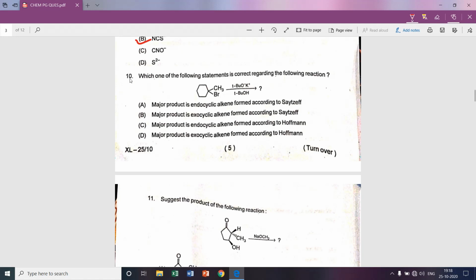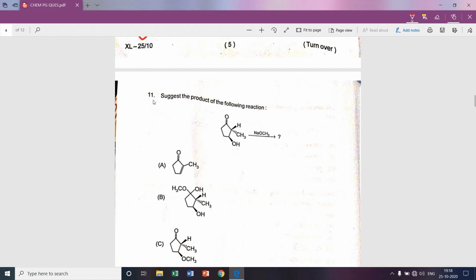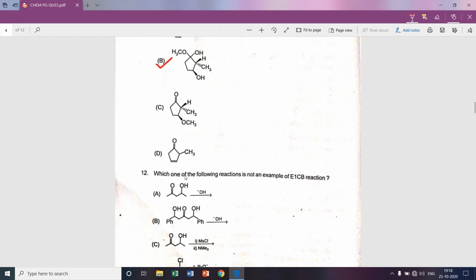Then number 10. Which one of the following statements is correct regarding the following reaction? And the right answer is option D. Major product is exocyclic alkene formed according to Hofmann. Number 11. Suggest the product of the following reaction, and the answer is option B.